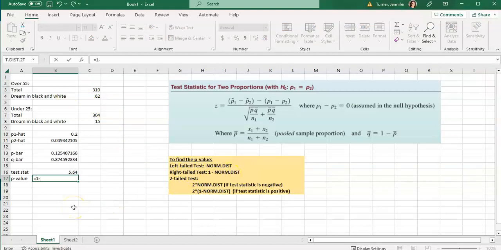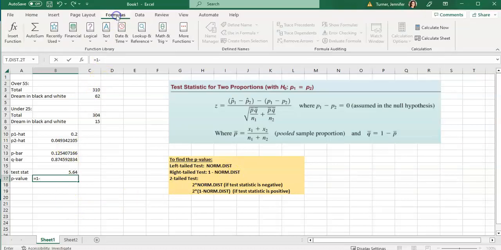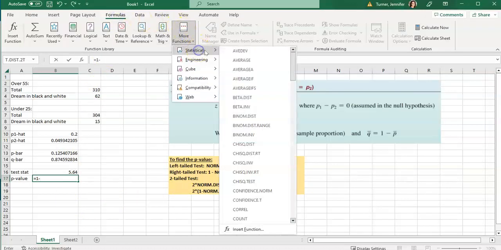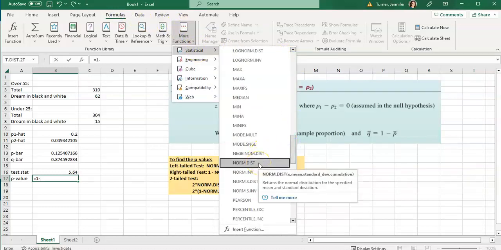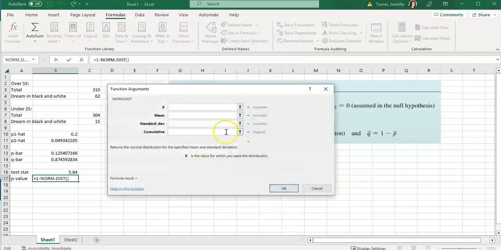So 1 minus. The norm dist function is under formulas, more functions, statistical, and we go all the way down to the end section. Norm dist is right here. So when it says x right here, the value you want for the x is going to be the test statistic. So we're going to click on the test statistic right here. This is a z value, so that means the mean is 0, and the standard deviation is 1. And for cumulative, we're going to type true because we do want to have a cumulative area all the way into that tail. So we click OK.